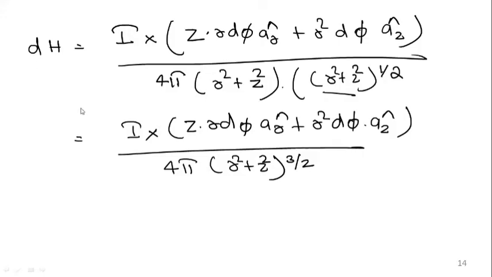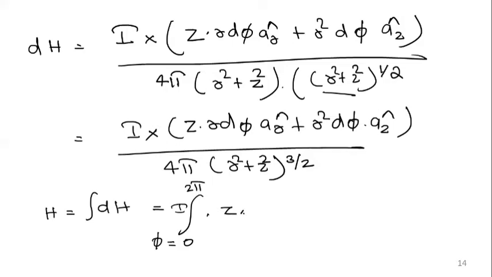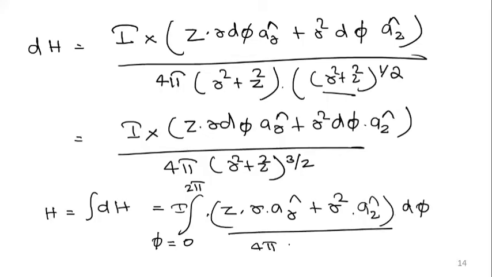One thing I want to ask. What is the next step? If we get dH, the next step will be integration of dH, right? So you are getting dH, then H will be equal to the integral of dH. The value of phi is ranging from 0 to 2 pi. These things we studied in the basic first module. Then I we can take common, then Z into R into aR plus R square into aZ, because we are integrating d phi, and this d phi we take common, divided by 4 pi into R square plus Z square, the whole raised to 3 by 2.